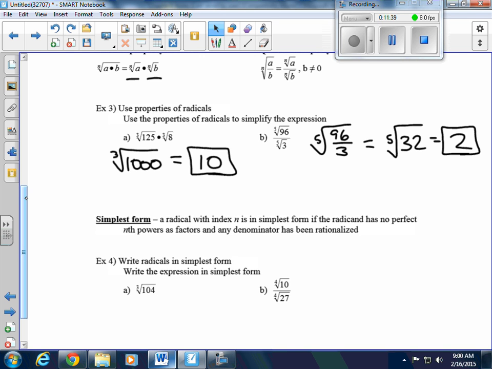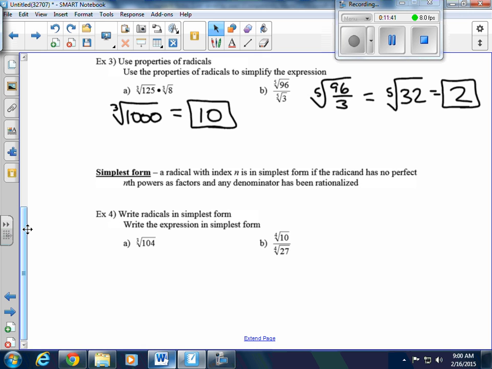We're going to talk about simplest form. And again, simplest form is going to be the same as it was when we talked about just the square roots. Only again, now we're talking about radicals with index numbers n. Could be third roots, could be fourth roots, fifth roots.